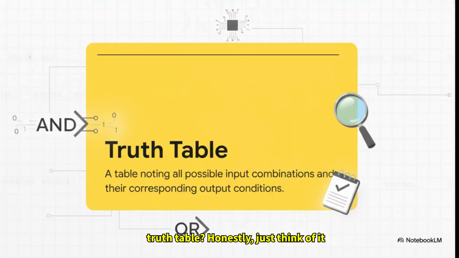So what's a truth table? Honestly, just think of it as a cheat sheet. That's it. It lists every single possible combination of inputs a gate could ever get, and then it shows you exactly what the output is going to be for each of those situations. It's the key to understanding how any gate is going to behave.